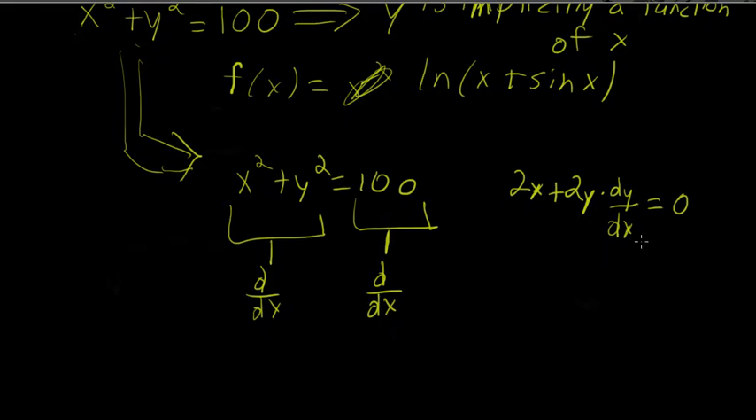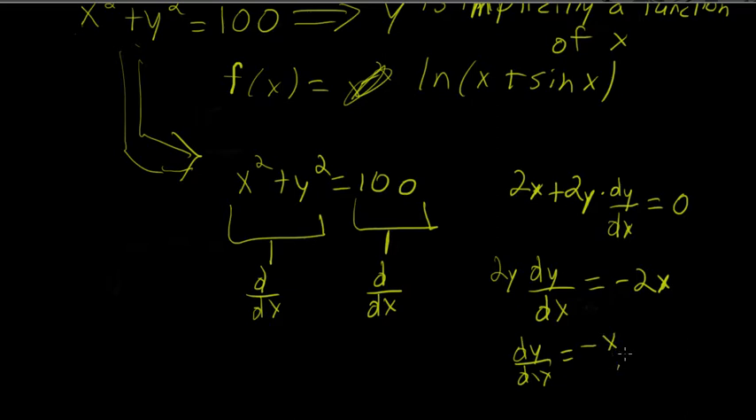So when we work these implicit differentiation problems, we collect all the dy dx terms on one side. So on the left side, we'll collect 2y dy dx, and on the right side, we'll have negative 2x. So then dy dx is equal to negative x over y.